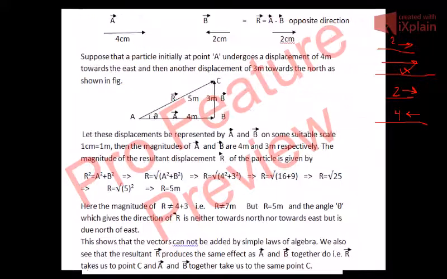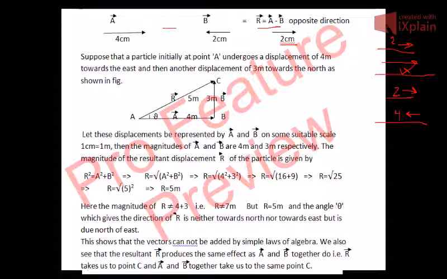Similarly, if they are in the opposite direction, we can subtract them. Suppose a vector A is having a magnitude of 4 centimeter and vector B is having a magnitude of 2 centimeter. They are in opposite direction. Then the resultant will be 2 centimeter, that is 4 minus 2. So vectors can be added algebraically only when they are in the same direction or in the opposite direction. Now, if they are in different directions, what shall we do?